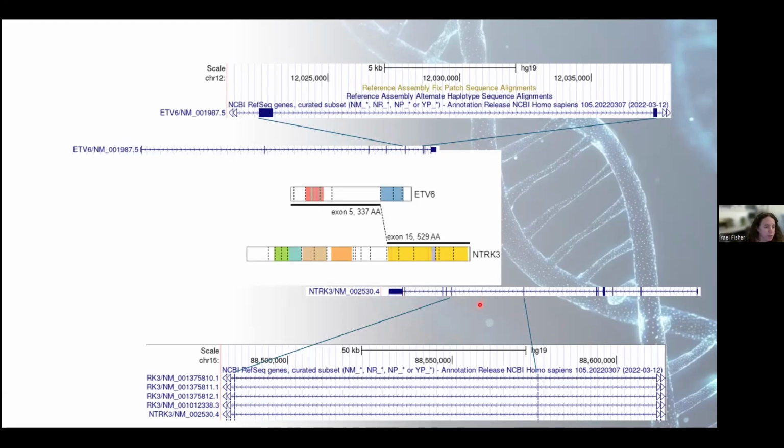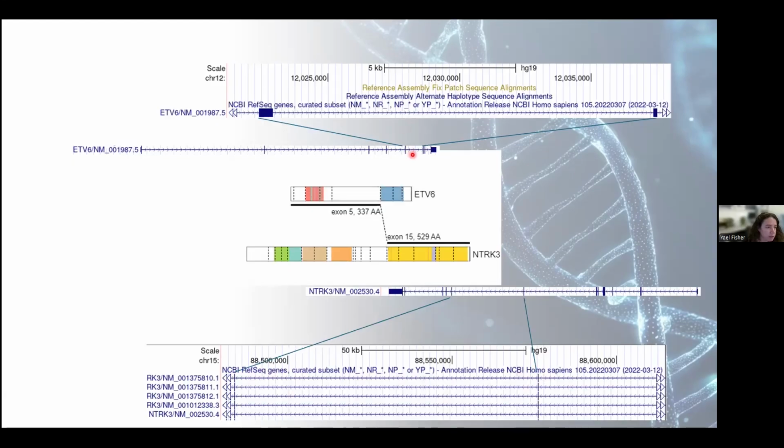If we look at NTRK3, this gene is encoded on the opposite strand of DNA. So that just means there was an inversion when these two genes connected. And this is the intron between exons 14 and 15. This scale is 50 kilobases. So between these two genes, we have around, I would say maybe 70 or 80,000 base pairs.